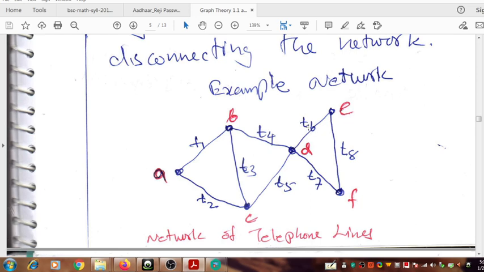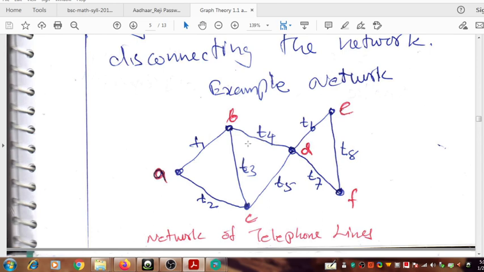Suppose you remove the edge T6. What happens? Only that edge will go. Its two end vertices, D and E, will still be there in the graph. They will remain in the graph. Similarly, suppose we remove T8. If we remove T8, then the vertices E and F will remain in the graph.